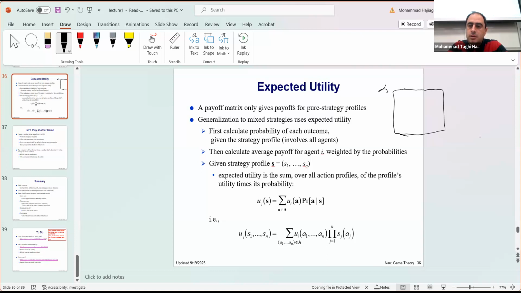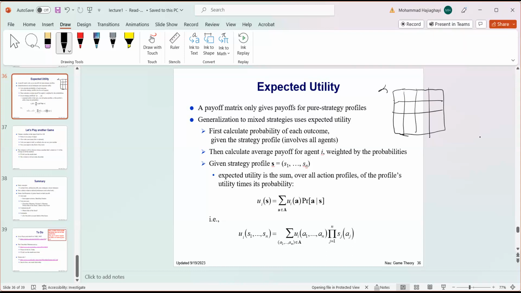Good. And the people at Zoom, you are seeing my drawing, correct? Yeah, we can see it.